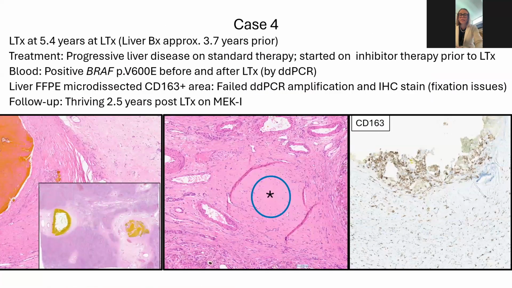The last case was more similar to case 1 and 2 with progressive liver disease, and then was switched to inhibitor therapy with having positive blood before and after transplant. The difference, though, in this case was that there was a lot more fibrotic changes as highlighted in that middle panel. You can't even see the bile ducts, even intermediate sized ones, because they're totally scarred down with fibrosis.